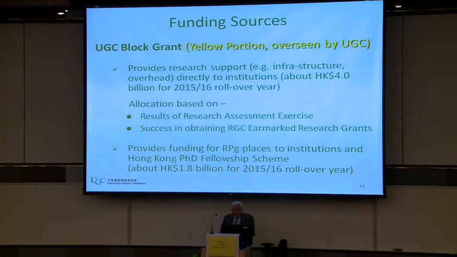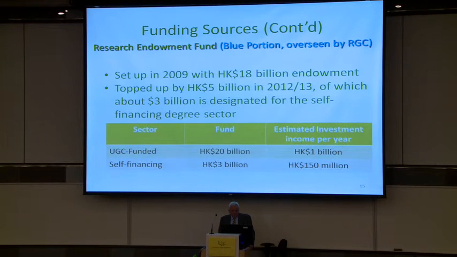It also provides funding for the RPG Places to Institutions in the Hong Kong PhD Fellowship Scheme. That constitutes about 1.8 billion for the current financial year. So we wanted to take every opportunity to describe the respective roles of the UGC versus the RGC in terms of research funding, which is one of the reasons we're taking this few minutes to do that today.